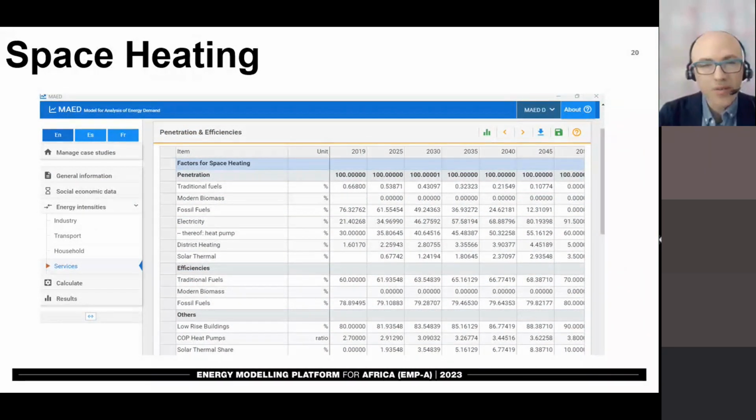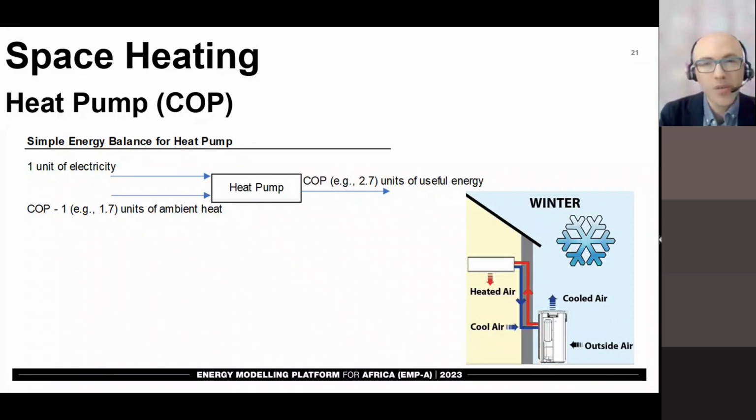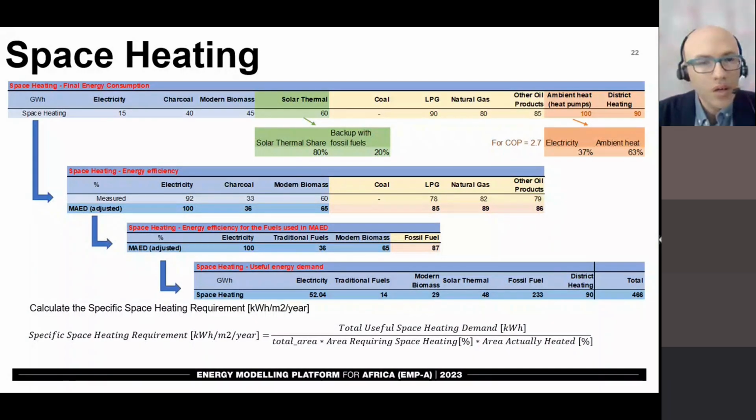This is the definition of the energy balance for heat pump. We have seen that in the previous presentation. So here I will show how to calculate the specific space heating requirements using the data given in the energy balance. By having data about the final energy consumption by energy form for space heating, this is given, as I mentioned, through surveys or through judgment and using the energy statistics available in the energy balance.